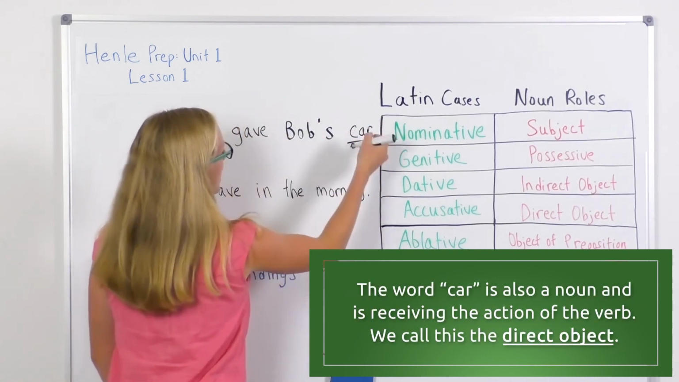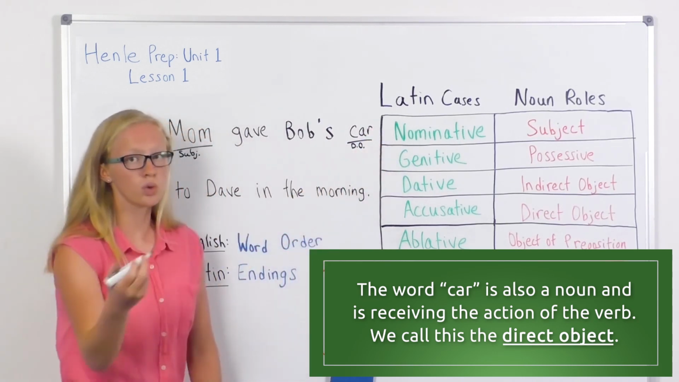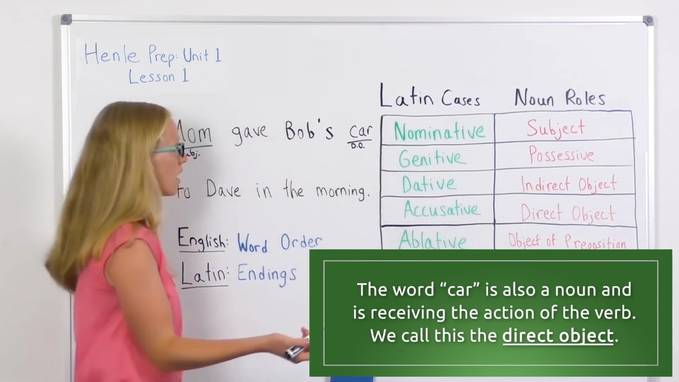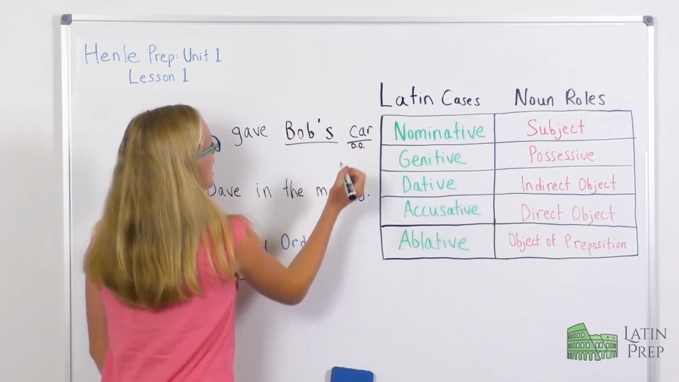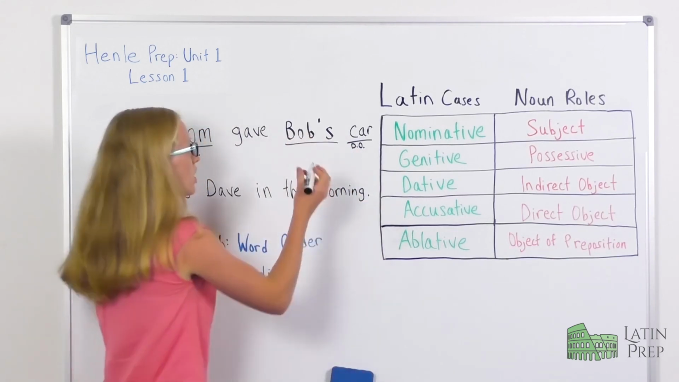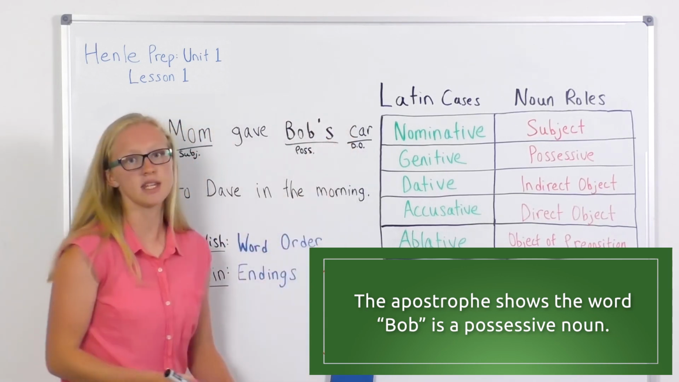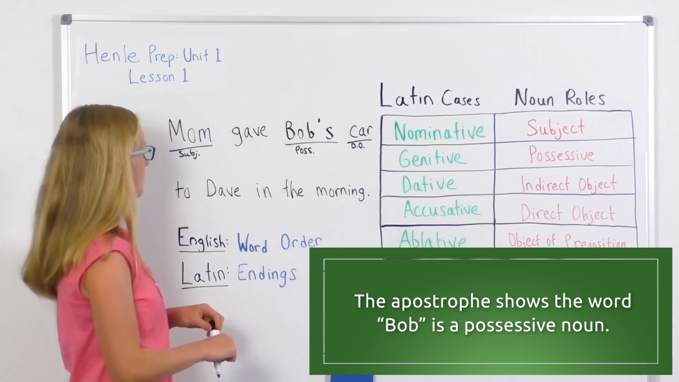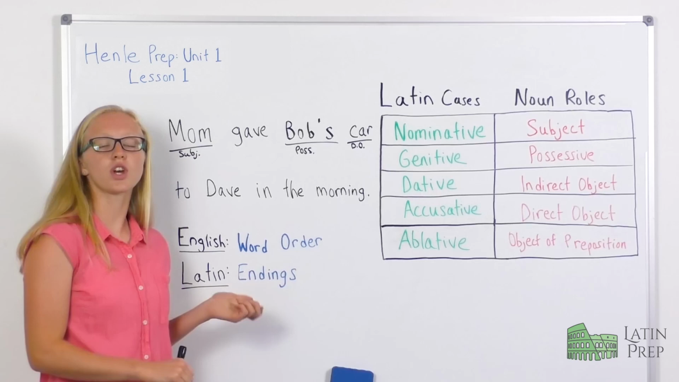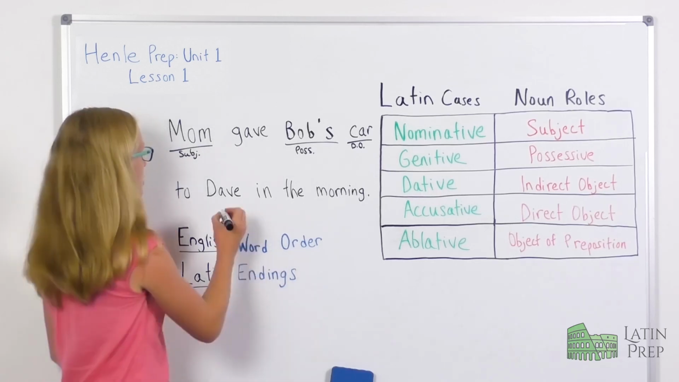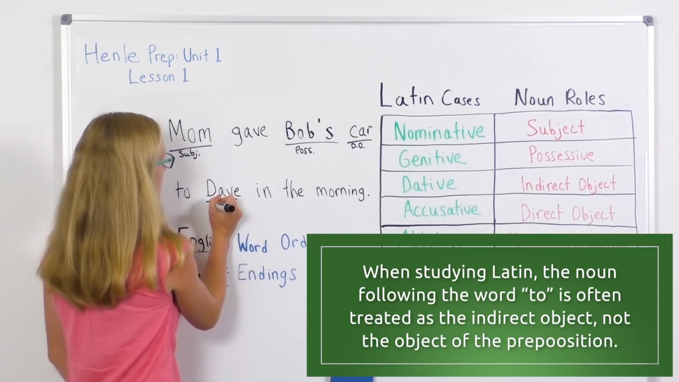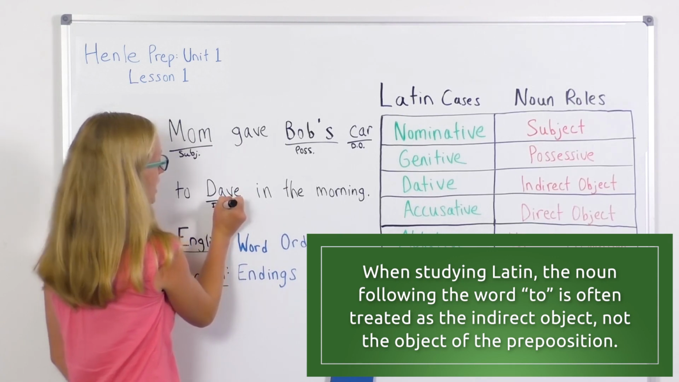It's what she gave. Whose car did she give? Bob's car. And this is called a possessive. In English, oftentimes when you see that apostrophe S, that indicates possession. Then, who did she give the car to? To Dave. Now this is going to be an indirect object.